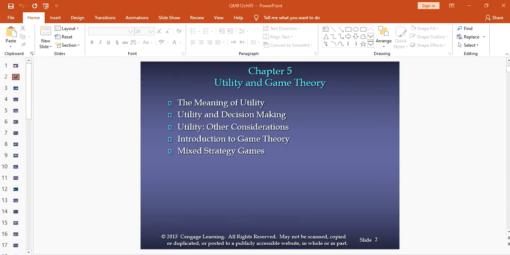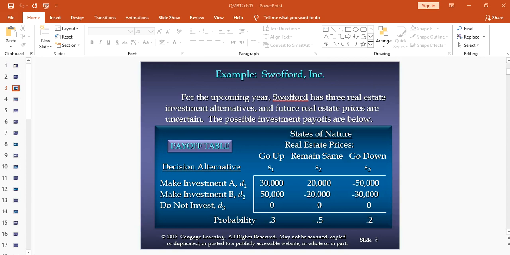Today we're gonna be covering chapter 5, utility and game theory. So the chapter starts with a revision of expected value that we covered in the past, and then through this example we enter the utility approach and we learn what's utility and why it's useful.